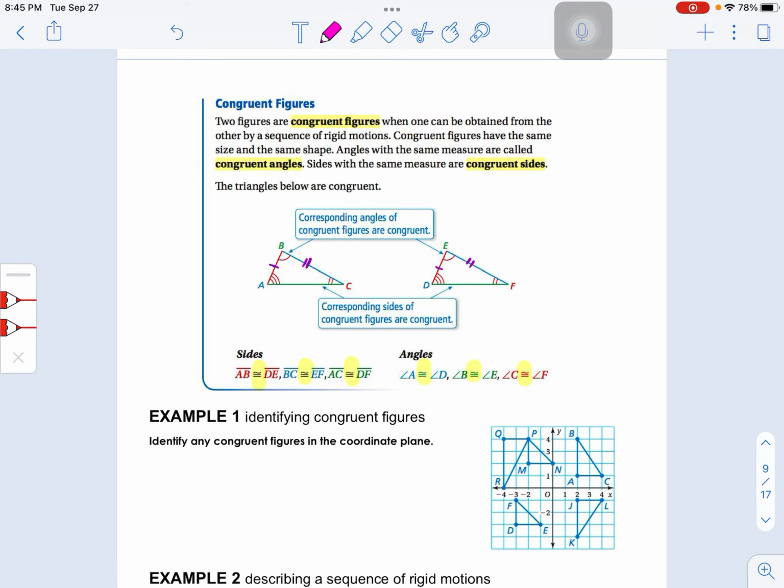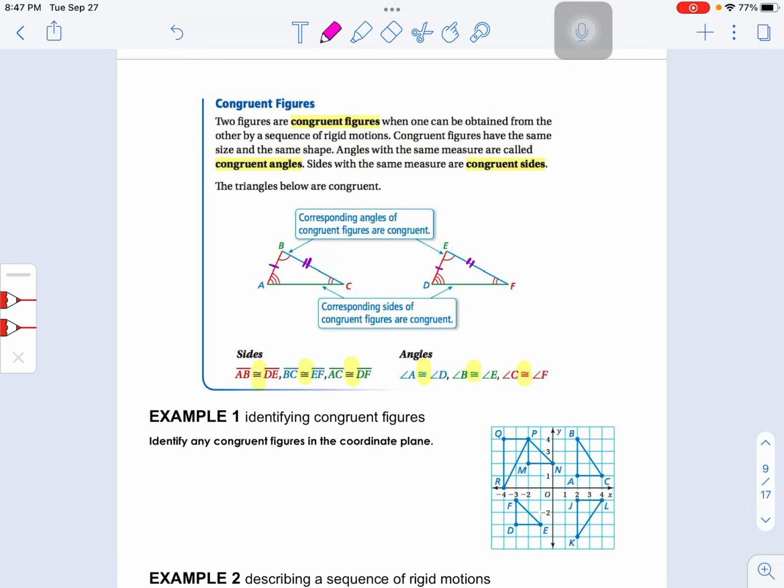So you can see angle B and angle E each have one swoop on them, right? Angle C and angle F each have two, and angle A and angle D each have three. Okay, that same thing goes for the corresponding sides. So the corresponding sides, AB is marked with one tick mark, as is DE. BC is marked with two tick marks, as is EF, and AC doesn't have a tick mark, nor does DF.